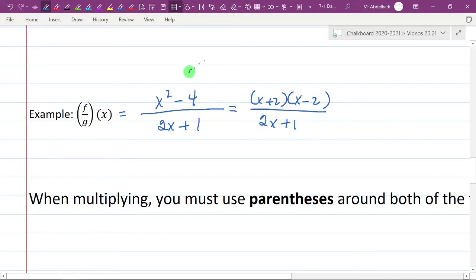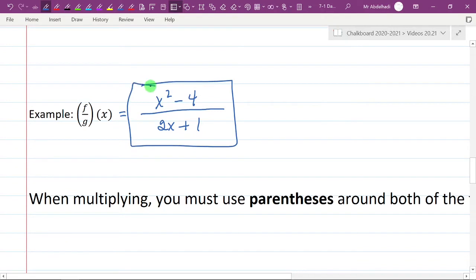So the idea is: factor the top, factor the bottom. If they have anything in common, cross it out, and then you're done. Now in this case, nothing cancels out, so this is actually our answer right here. In the textbook, they also require you to give the domain of this fraction. We haven't learned about domains in full yet, so I'm not going to go into this.